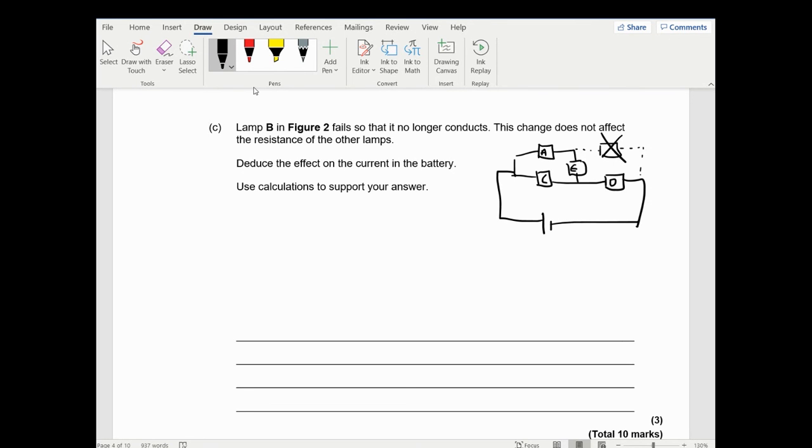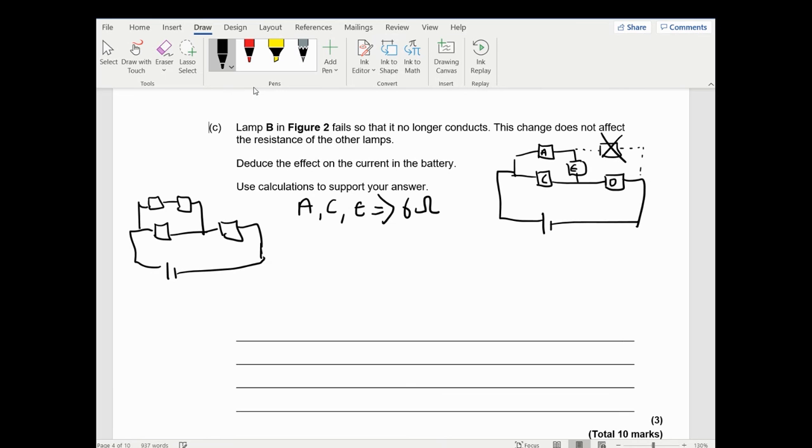So actually what my circuit really looks like now is like this. I have got a resistor here. I've got 2 resistors here. And then I've got 1 resistor here. And we know that A, C, and E all have 6 ohms because they are the same resistor. And D is 3 ohms. Okay. So it says deduce the effect on the current in the battery.